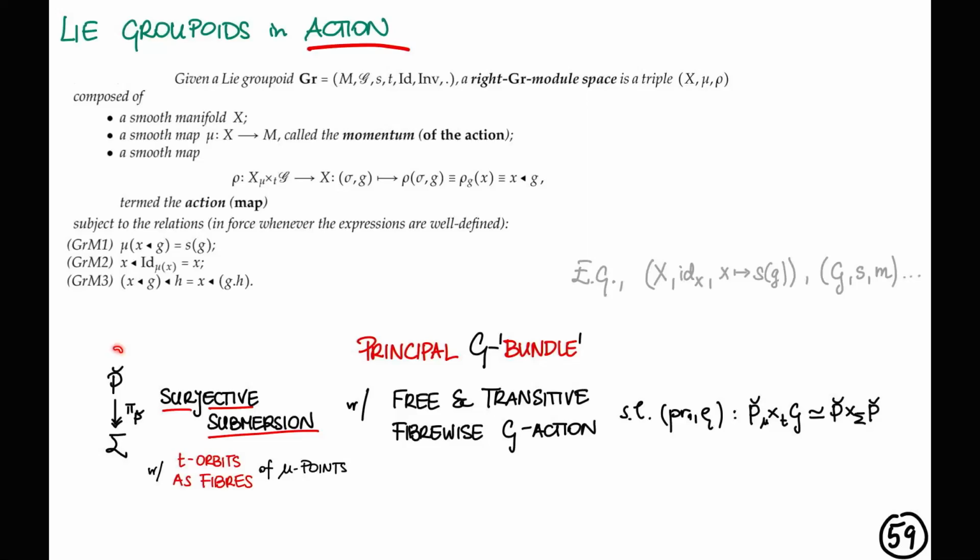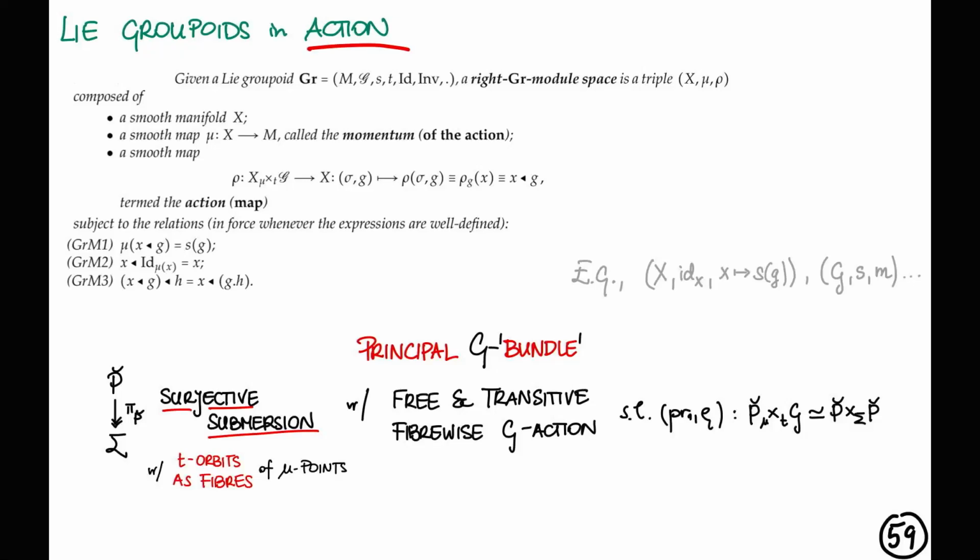It's a surjective submersion whose total space is the right groupoid module, and the action along the object manifold of the groupoid on this total space is fiber-wise relative to the surjective submersion, and there it's free and transitive in the sense that for any 2 points in the same fiber, there is only one arrow which sends me from one to the other.